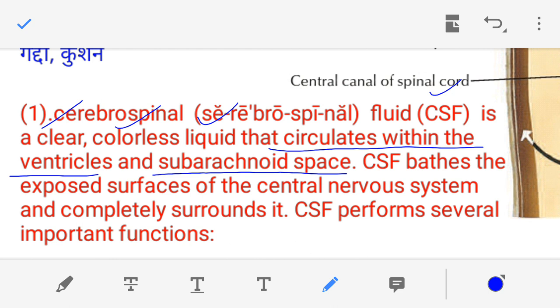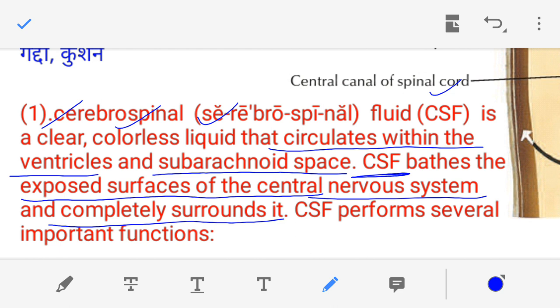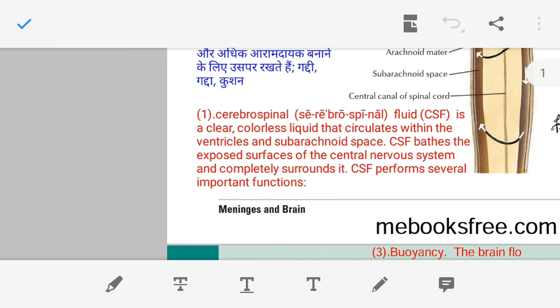Now, what is the function of this CSF? So CSF bathes the exposed surface of the central nervous system, meaning the brain and spinal cord. The neurons of the brain and spinal cord are in direct contact with cerebrospinal fluid, and this CSF completely surrounds our brain and spinal cord. CSF performs some important functions, so we are going to discuss those functions also.